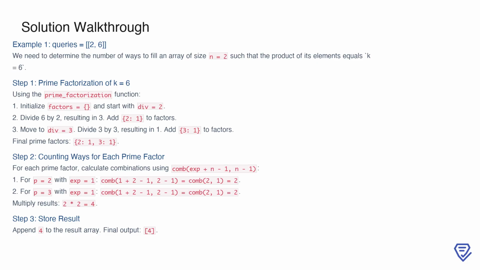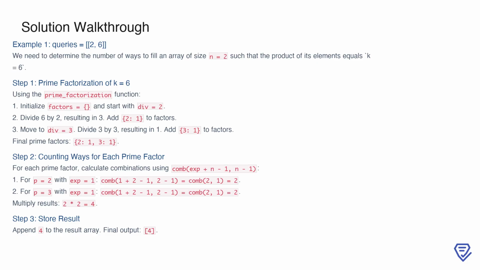The first step involves prime factorization of k. Using the prime factorization function, we initialize an empty dictionary factors and begin dividing k by successive integers starting from 2. Dividing 6 by 2 gives 3, so we record the factor 2 with an exponent of 1. Next, dividing 3 by itself results in 1, so we add 3 with an exponent of 1. This gives us the prime factorization, 2:1, 3:1.